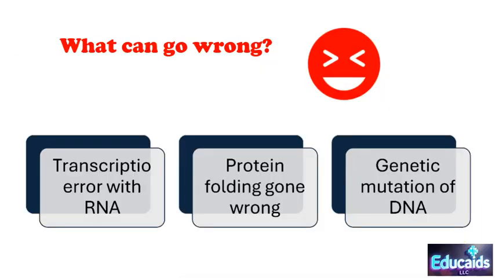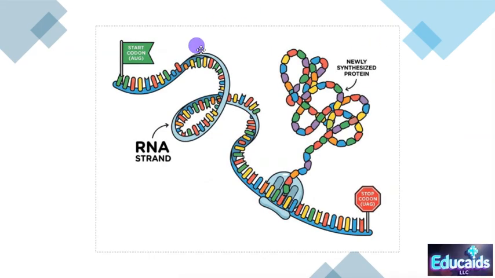So what could possibly go wrong? Well, there could be a transcription error, or in my case, a spelling error. I forgot that N. Protein folding gone wrong, or genetic mutations. This whole process, students, is really complex. So if the mRNA accidentally reads one wrong, then it's going to transcribe the protein wrong, and then we're going to have other issues.